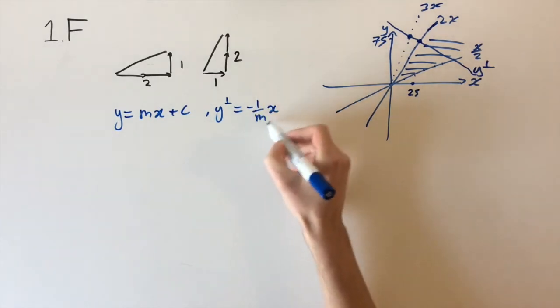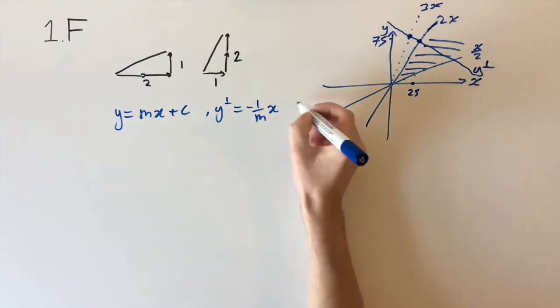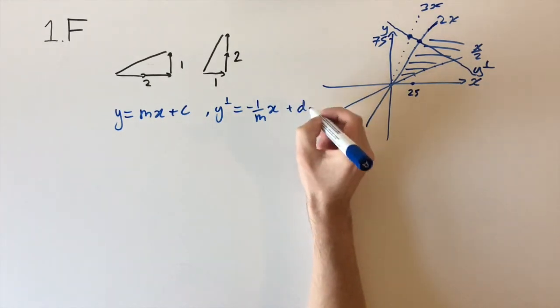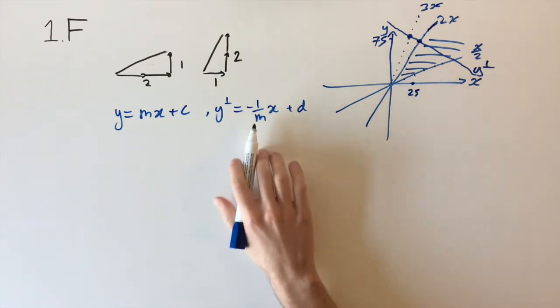And this little constant here, this is called the negative reciprocal of m. And then we could have any other constant, it doesn't really matter. But this line is going to be perpendicular. So this is just a little recap.